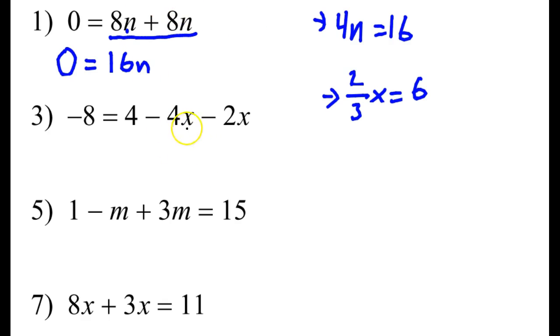Same thing right below. You can see that on the right hand side we have a negative 4x and a negative 2x. So what does that equal? Negative 4x and negative 2x. Okay, well, it's the same thing as negative 4 and negative 2, which is just negative 6. And everything else just stays the same.